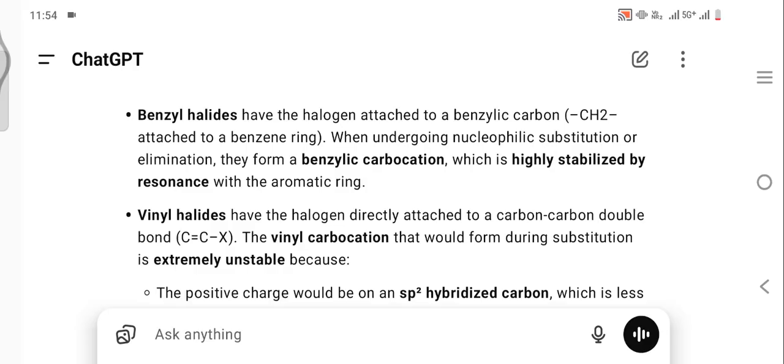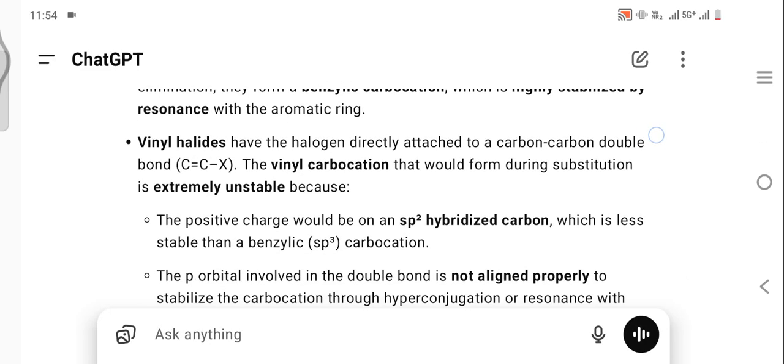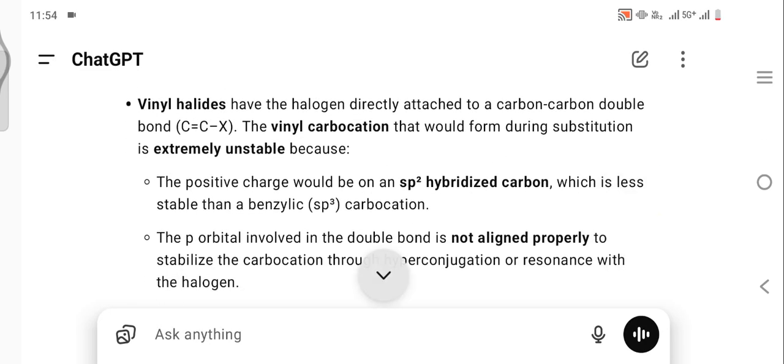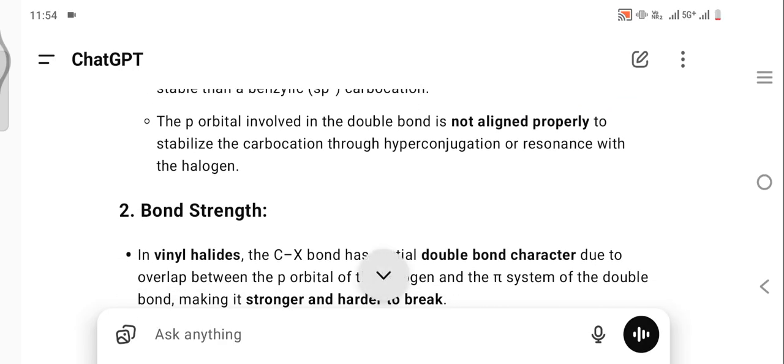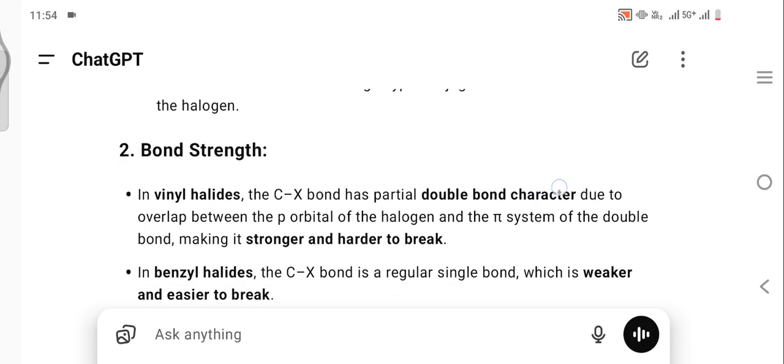The vinyl carbocation that would form during substitution is extremely unstable because the positive charge would be on the sp2 hybridized carbon, which is less stable than a benzylic carbocation, and the p orbital involved in the double bond is not aligned properly to stabilize the carbocation through hyperconjugation or resonance with the halogen.